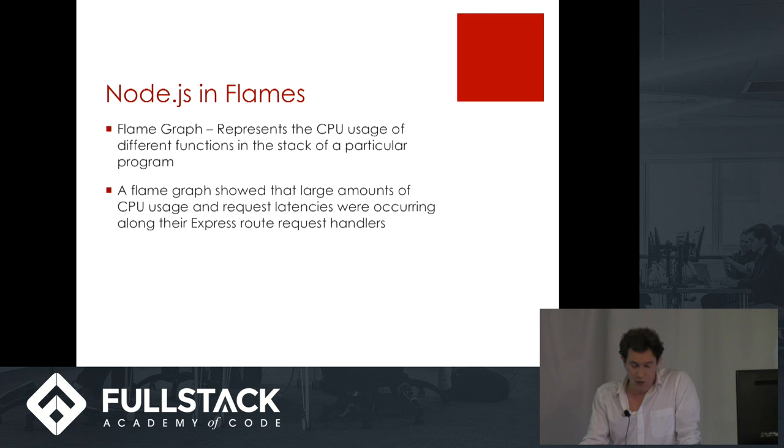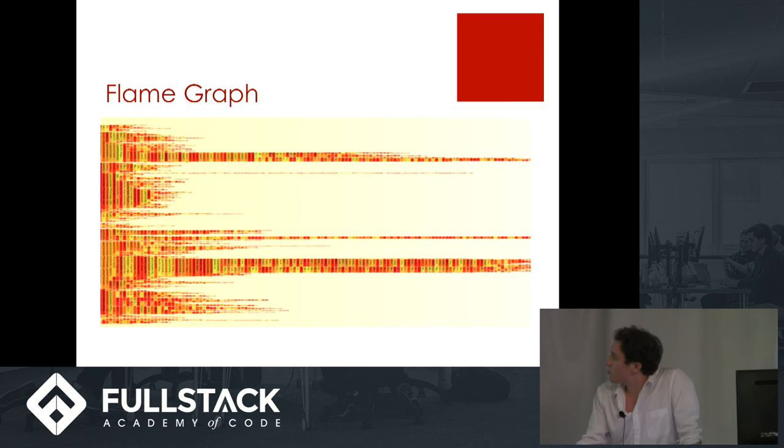Their flame graph showed that large amounts of CPU usage and request latencies were occurring along their Express route request handlers. And here is just a horizontal visual representation of basically identifying those Express routes as the culprit in these CPU issues they were having.